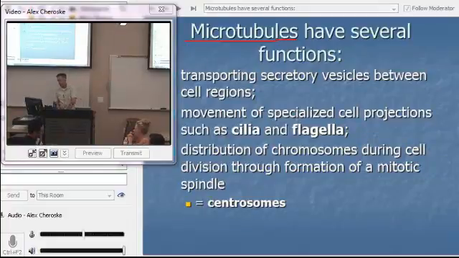Okay, so those cilia and movement of them are according to microtubules. They help with that. And distribution of chromosomes during cell division. So we learned about mitosis last time, right? We're duplicating the chromosomes, then we have to move them to the poles. So when you see those spindle fibers and things like that, those are made up of microtubules. So it's helping to move those different chromosomes to where they need to go.